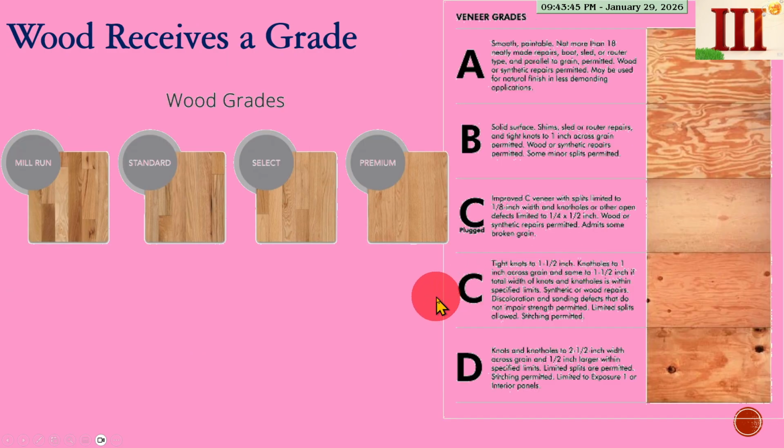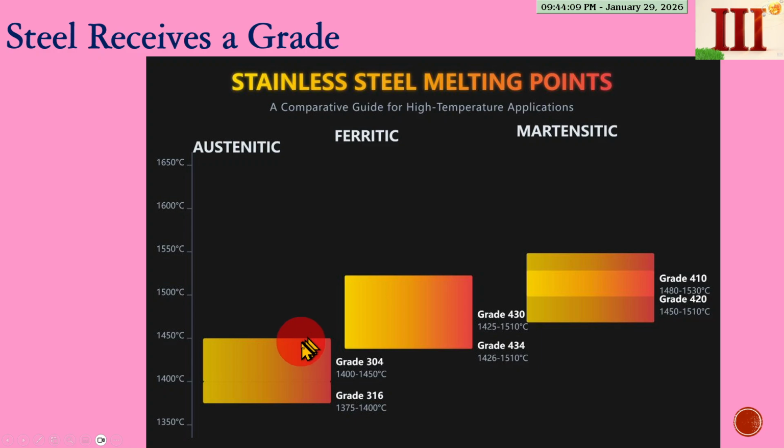And so, what we're going to look at, we notice that wood receives a grade. We grade wood. So, you're purchasing wood, premium, of course, would be the best. And based on this group, mill run would be the lowest of the grades. Also, the veneer woods get letter grades A, B, C plugged, C, and then D. Steel is graded. It's not numerical. Grade 316. The highest grade here is 410. It has to do, I guess, with how much temperature the steel can withstand.